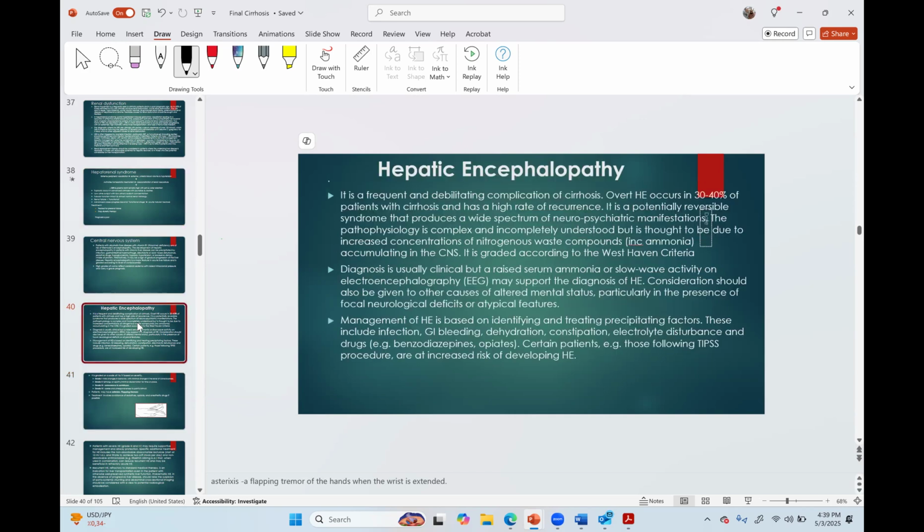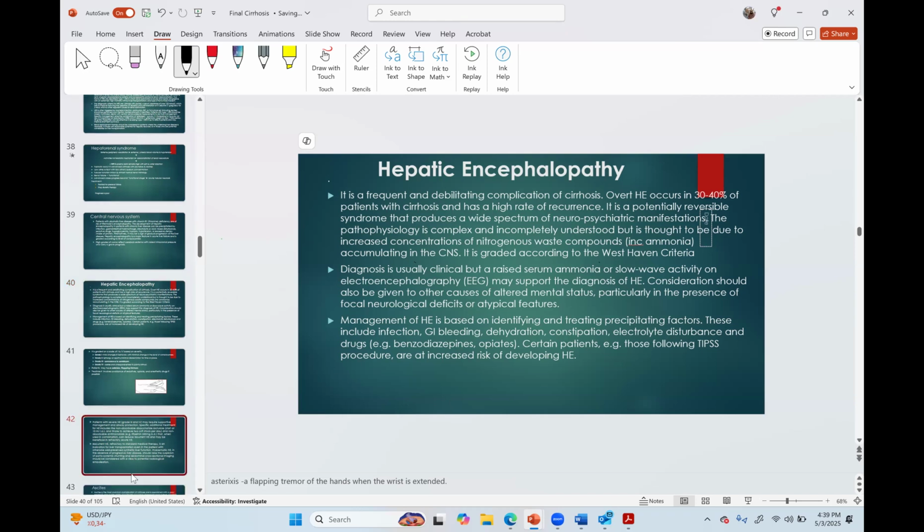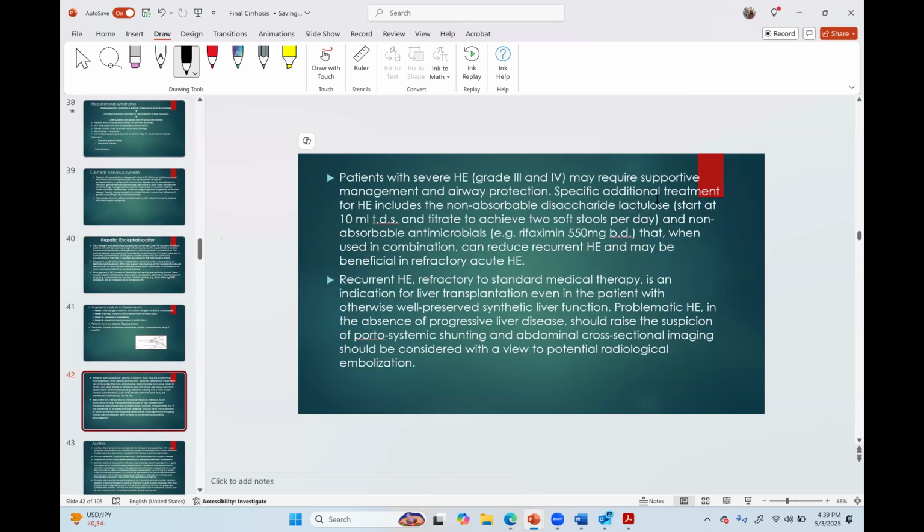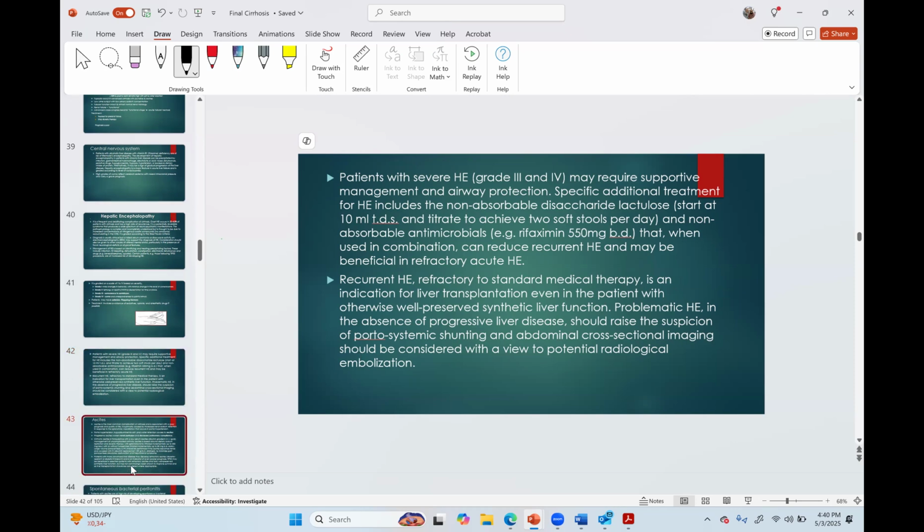So hepatic encephalopathy is a reversible syndrome. There is accumulation of ammonia, which is normally metabolized. Treatment is supportive, airway protection, and lactulose. What else did we discuss? Antibiotic. Gastrointestinal antibiotics are also given, and neomycin, I think, if I'm not wrong. And maybe liver transplant is also one of the options.